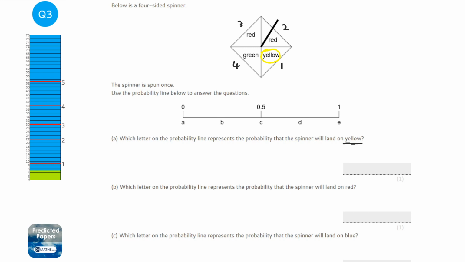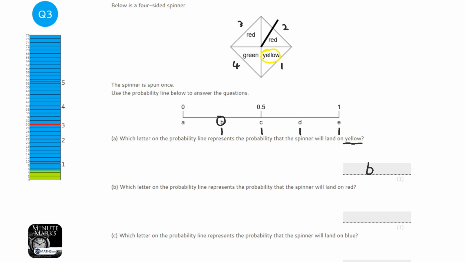So if you have a look at how many notches this number line has, well, we don't count the first one, so we've got 1, 2, 3, 4 notches. So each one of those notches is going to be a quarter. So 1/4 will be at B.